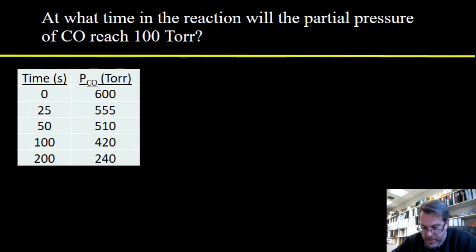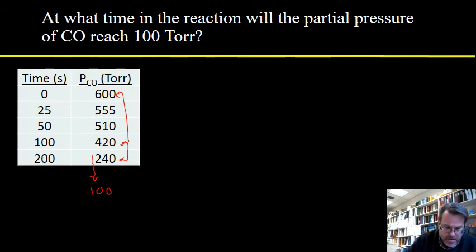At what time will the partial pressure reach 100 torr? Right. So going down here, we want to know when the pressure is going to decrease all the way to 100. And if you look here, it goes down by a little less than 200 for every 100 seconds, right? So this needs to go down by less than 200. It needs to go down a little more than 100. So, I don't know, maybe it'll take another 50 seconds or something like that.